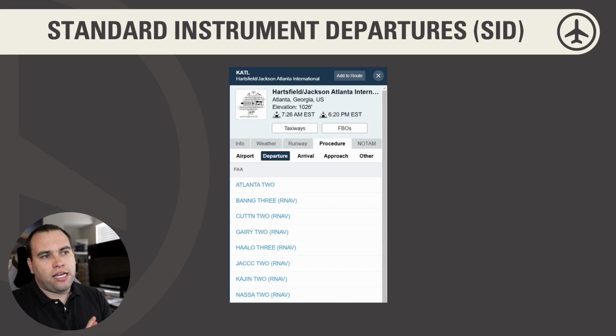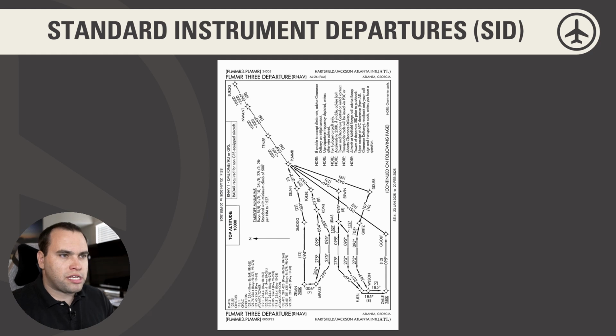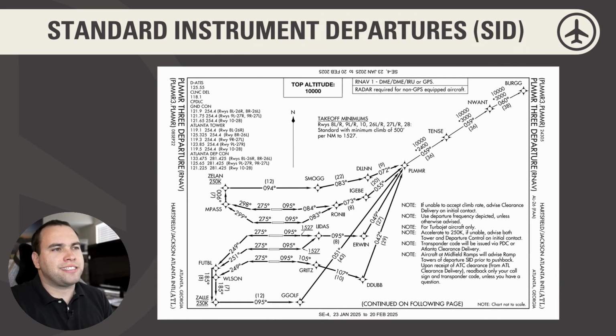Let's take a look at Atlanta. Again, we're going to go to the departure section for the Hartsfield Atlanta Airport here. You'll see there's a lot of SIDs for this airport, but the one I am real fond of is the Palmer 3 departure. If I pull this up, first of all, you'll notice this is sideways. Can't really read it that well. Let's turn it around so we can actually see it much better.